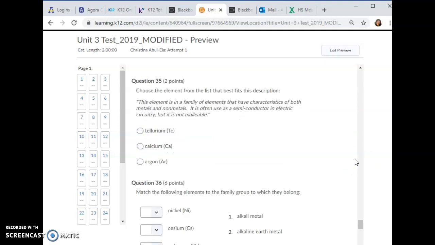Question 35. Choose the element from the list that best fits this description. This element is in a family of elements that have characteristics of both metals and nonmetals. It is often used as a semiconductor in electric circuitry, but it is not malleable. Tellurium, calcium, argon.